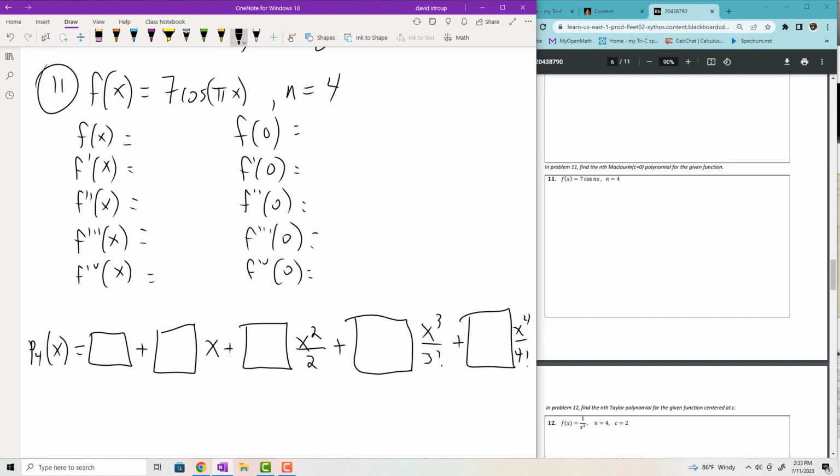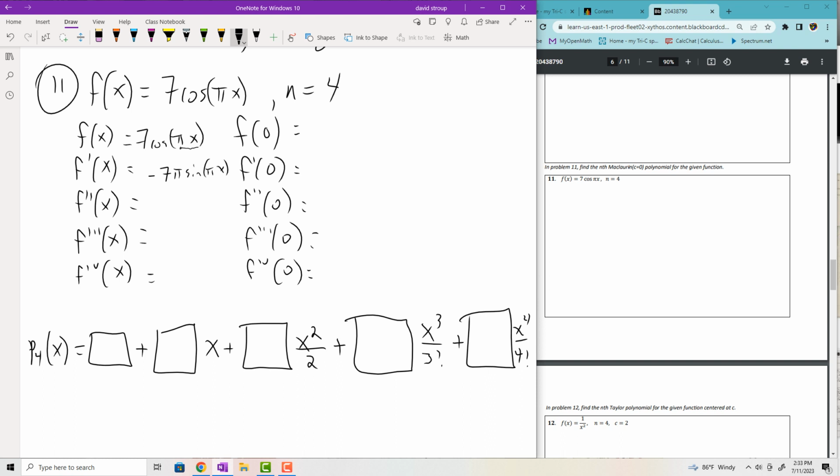Okay, so we're all set up. Let's go at it. 7 cosine pi x. The derivative of cosine is negative sine, but then you also have a chain rule based off the guts there, the pi x. So it's going to end up being negative 7 pi sine pi x.